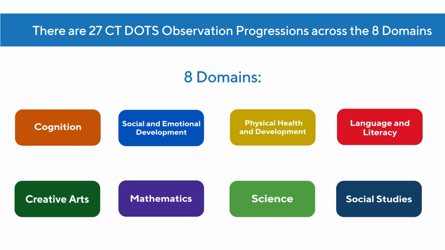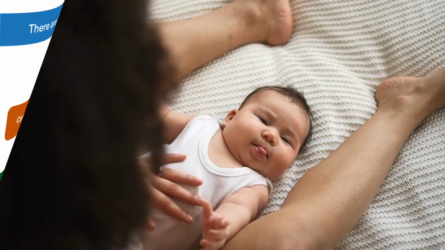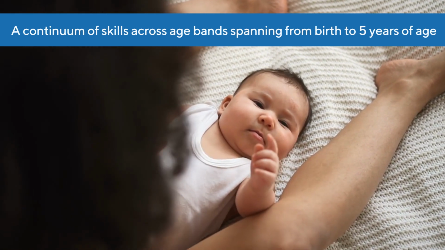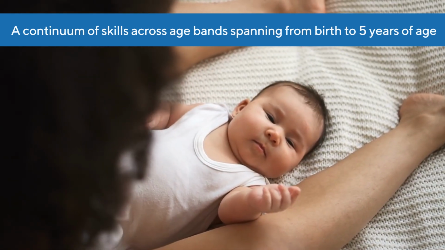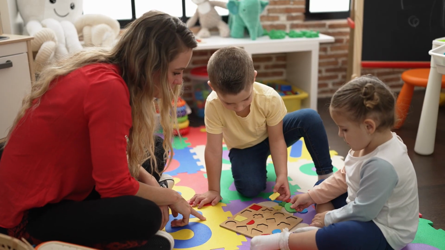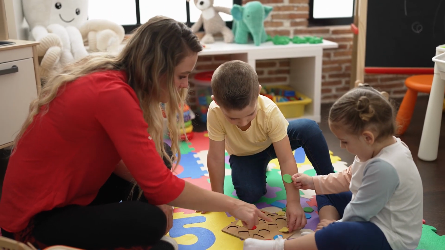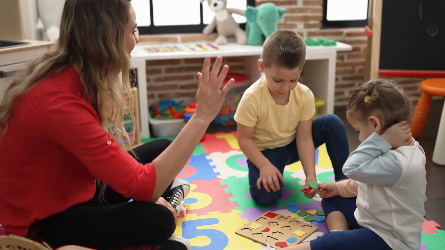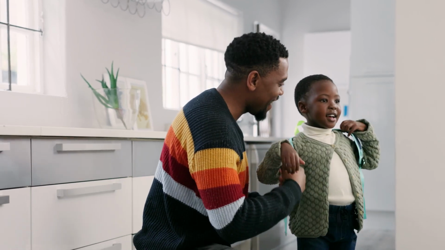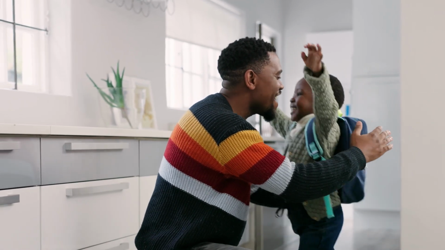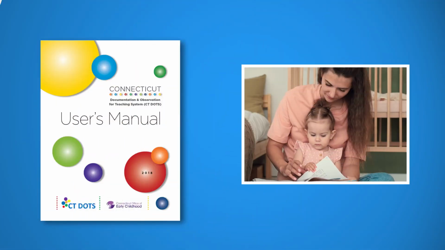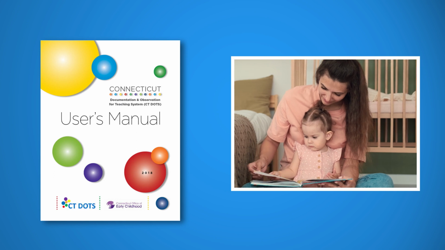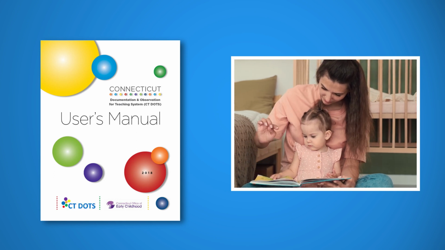Let's dive into what an observation progression is. An observation progression describes a continuum of skills across age bands spanning from birth to 5 years of age. The descriptions and examples include skills common for children in each age band. But it is important to always remember that children develop at varying rates and may not always demonstrate the skills described or the examples aligned to their chronological age. That's why a tool like CT DOTS is such an important tool. It helps us understand where children's skills fall so we can help them build to the next steps in learning.